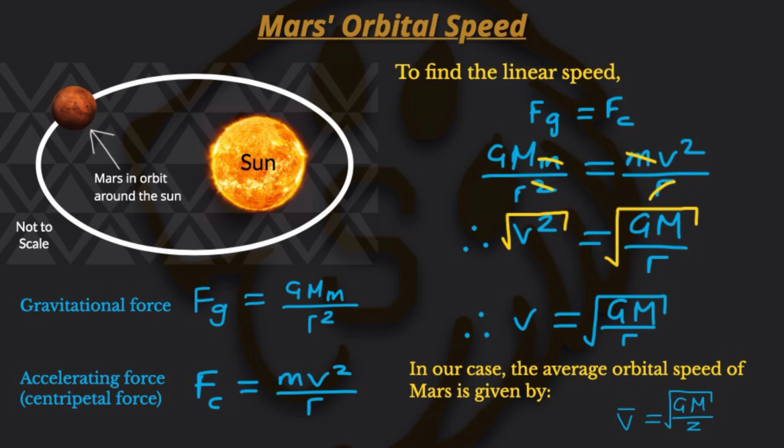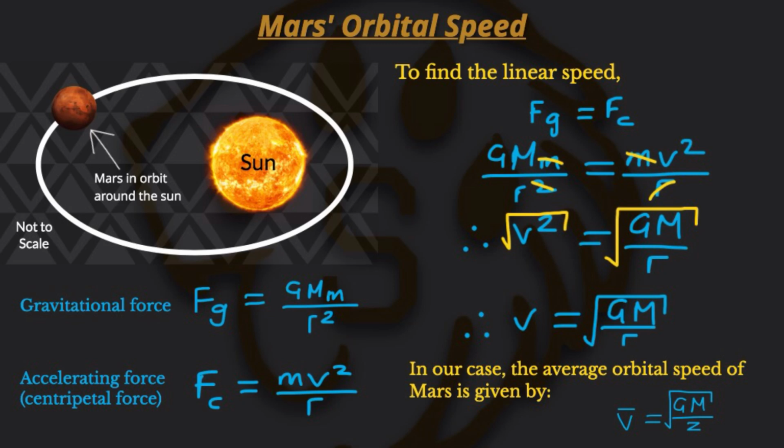So what we use here is what we call simultaneous equations in mathematics. As you can see, Fg is equal to Fc. Then we find that GMm over r squared will be equal to mv squared over r. At this point, both forces are equal to each other. So now we're trying to find v. We're trying to make it the subject of the formula, because that's our main objective in this stage, to find the linear speed as stated above.